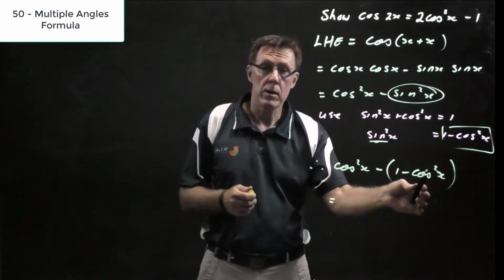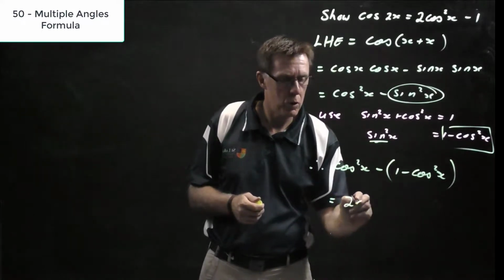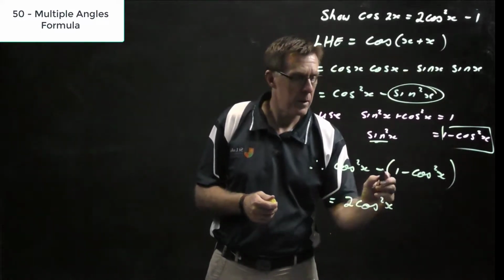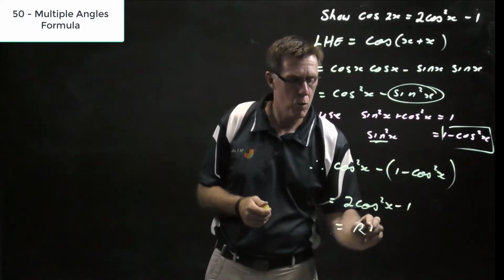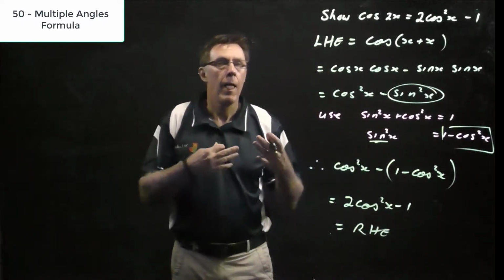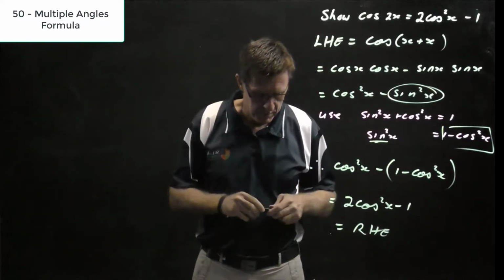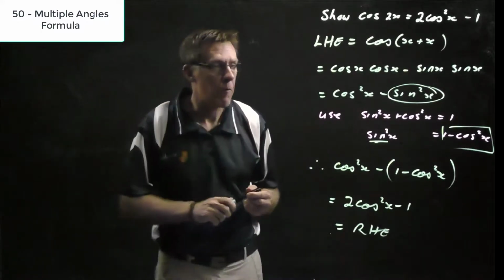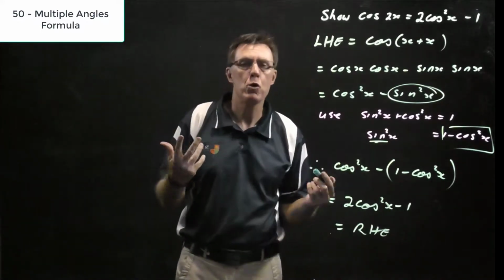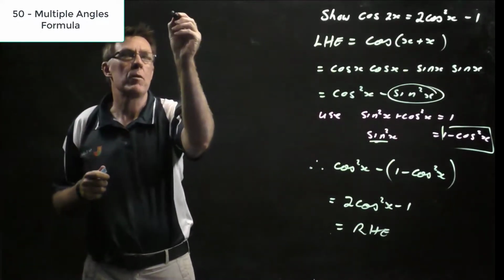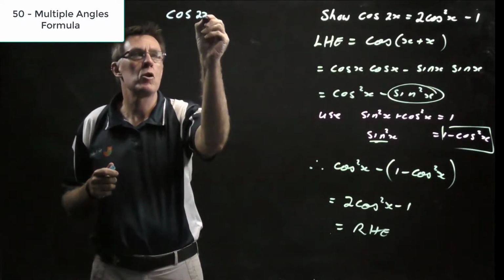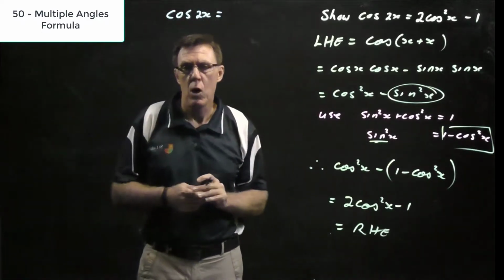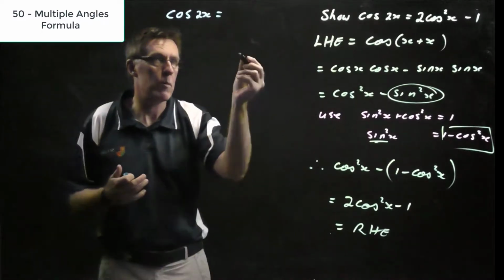Take away is a plus, so I now have 2 lots of cos squared x, take away 1, which equals my right-hand expression. So that's the type of stuff that you'll be looking at. Now, from that, there's a few that you should just remember. For example, with the cos 2x, there's a few of them that's worth remembering. This is one of them in particular.